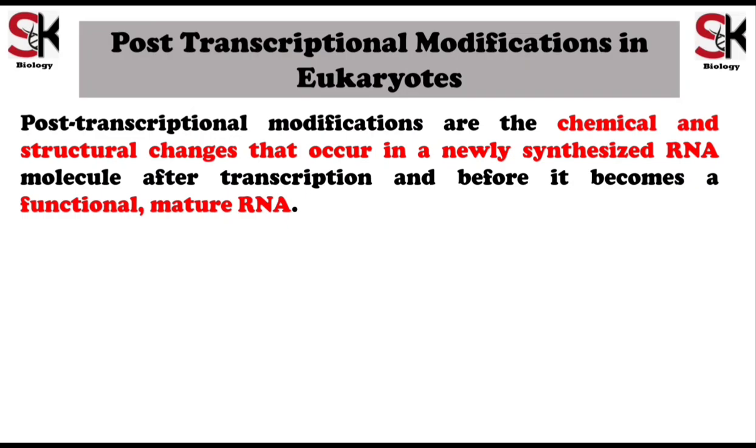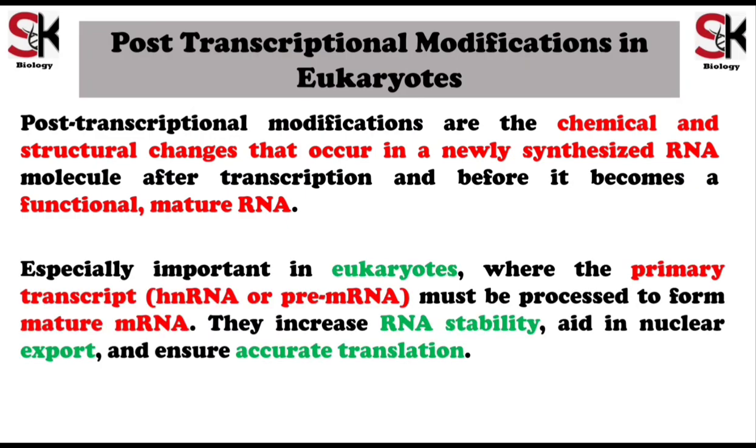These modifications are especially important in eukaryotes, where the primary transcripts like pre-mRNA, hnRNA, must be processed to form mature mRNA. These modifications increase RNA stability, they carry out nuclear export, and they also ensure accurate translation.